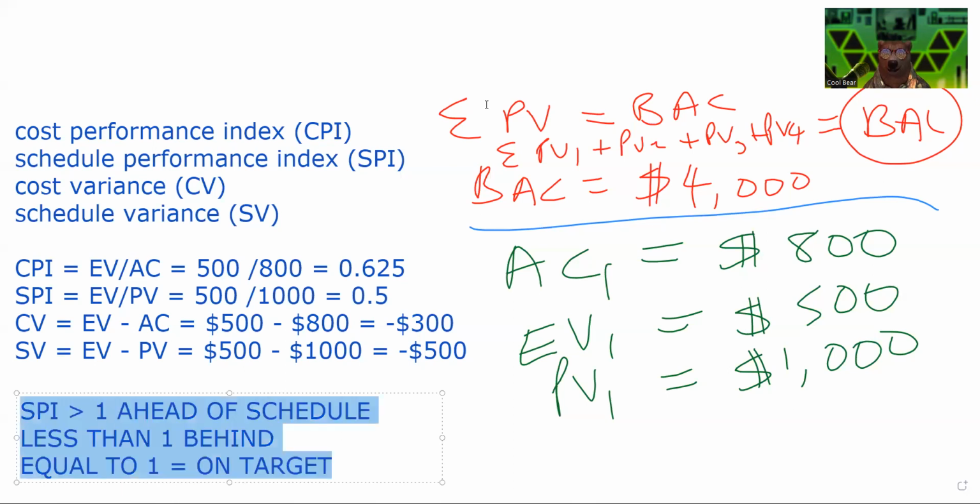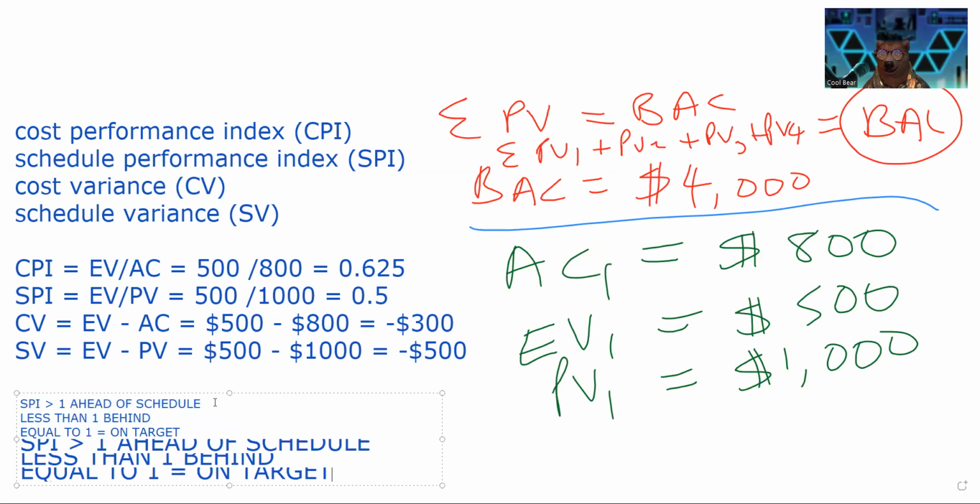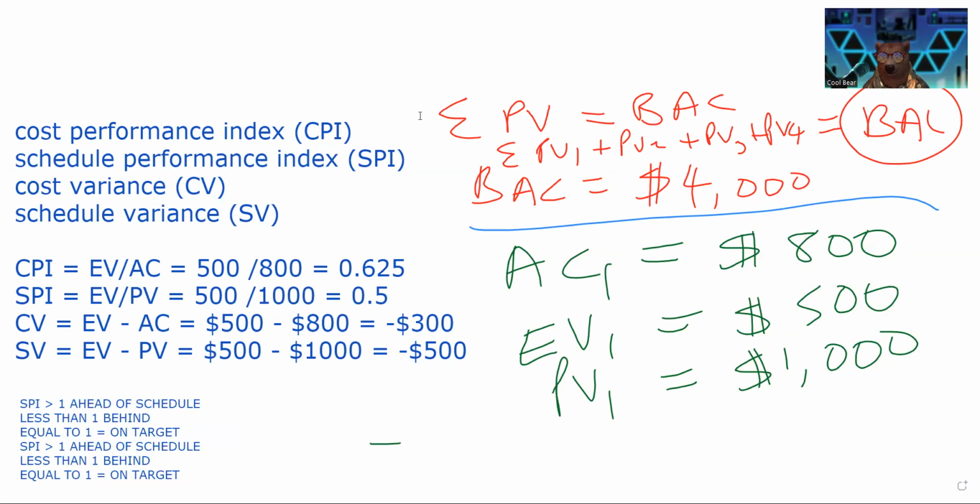We could take the same configuration for cost, and we could say if CPI is greater than 1, you are under budget. If it's less than 1, it means you are over budget. And if it's equal to 1, you are right on budget. Okay.